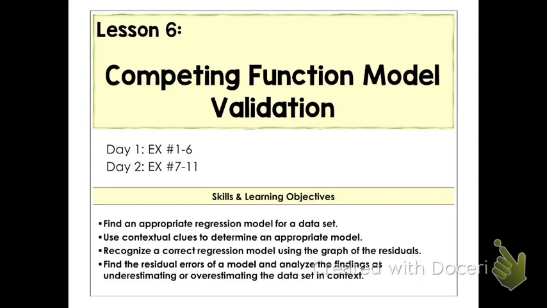All right, lesson 2.6, computing function model validation. It's our skills and learning objectives for this lesson, and we're going to find an appropriate regression model for a data set. We're going to use contextual clues to determine an appropriate model, recognize a correct regression model using the graph of the residuals, find the residual errors of a model, and analyze the findings as underestimating or overestimating the data set in context.